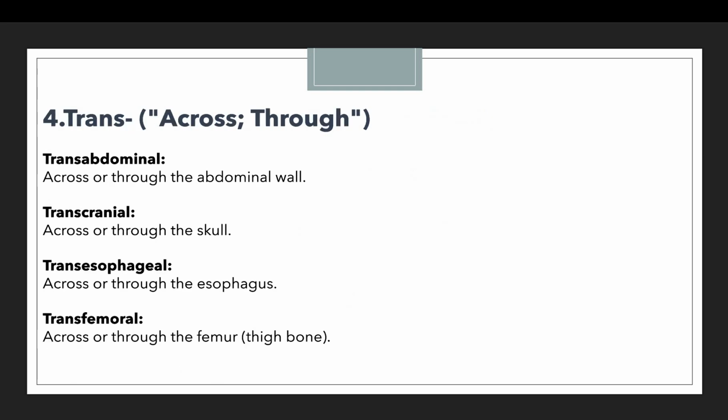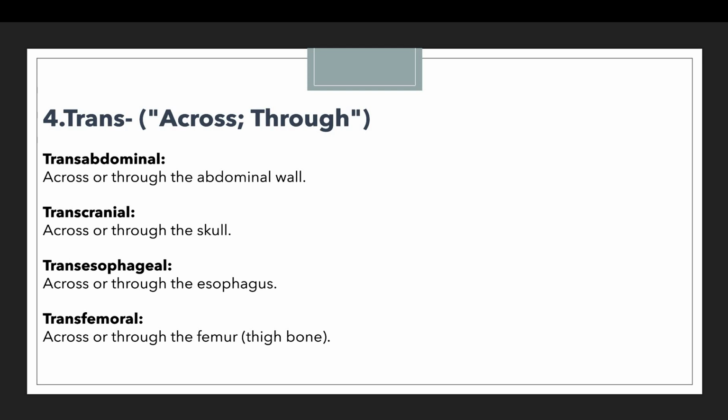Fine. Then we have another prefix, which is trans. Trans means across or through. When you want to showcase something as across or through, then in that case we will use the prefix trans. For example, transabdominal. Now what is transabdominal? Across or through the abdominal wall. So when we want to showcase something across or through the abdominal wall, then we will use the terminology transabdominal, which contains the prefix trans.